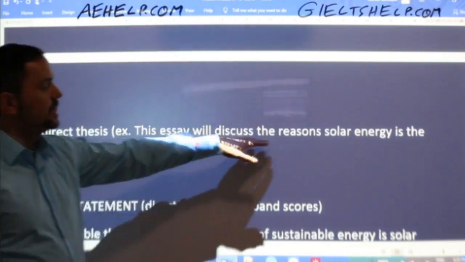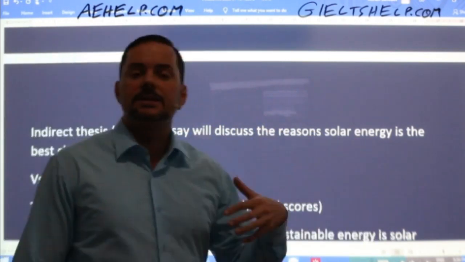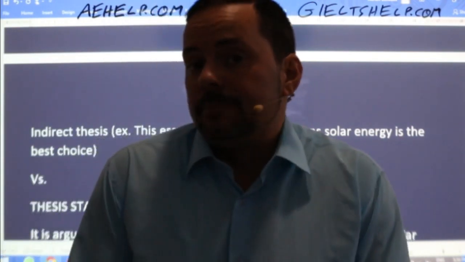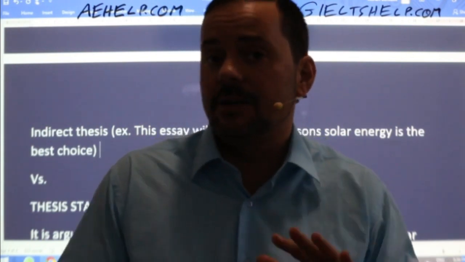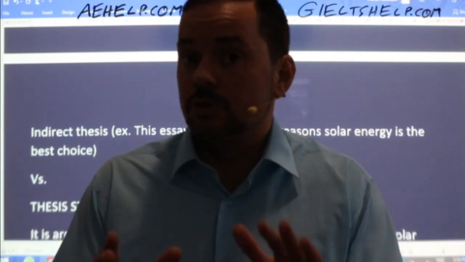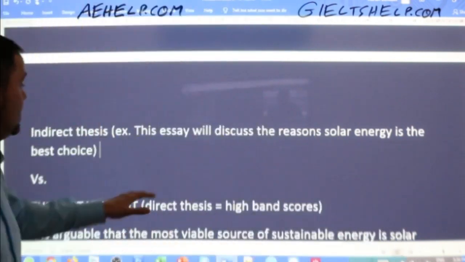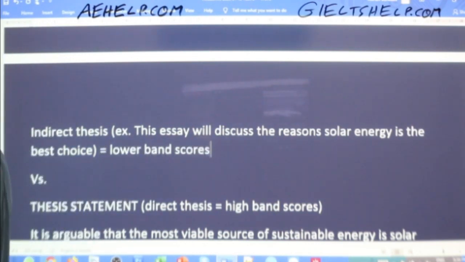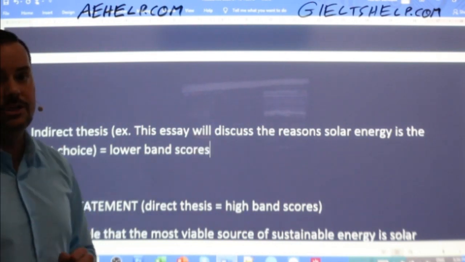This essay will discuss the reasons solar energy is the best choice. This is an indirect thesis because it leaves your reader guessing. Your reader's kind of like, okay, good, but I have no idea what those reasons are, and I have no idea what you're going to write first, second, third, fourth. So all I know is that you chose solar energy, which is fine, and that you're going to explain why it's good. This usually leads to lower band scores, because especially in academic writing, an indirect thesis is usually considered a weak thesis.